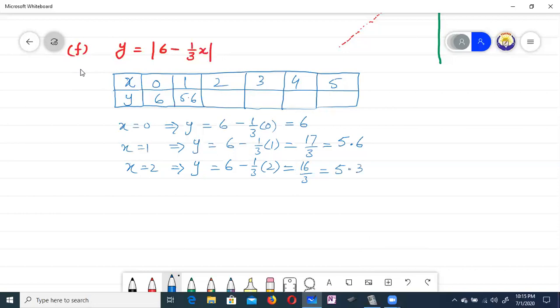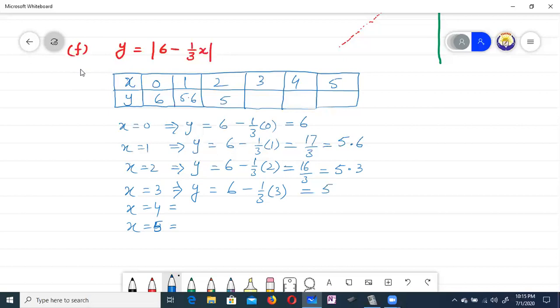5.3. Then x equal to 3, then for x equal to 4, x equal to 5, all these values we can take here. If we are taking x equal to 3, this implies that y will be 6 minus 1 by 3 into 3, and 3 cancels with 3, so 6 minus 1 is 5.